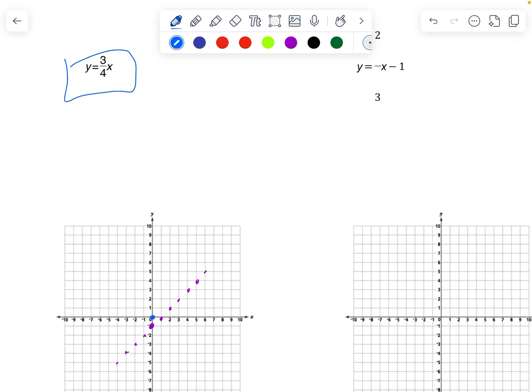So put your dot at 0, 0. And then from that point, we need to do what our slope tells us to do. What is the number or fraction in front of the x? It is 3/4. So I'm going to rise 3, run 4. And I already have my spot where the two lines touched. So my solution is x is 4 and y is 3.